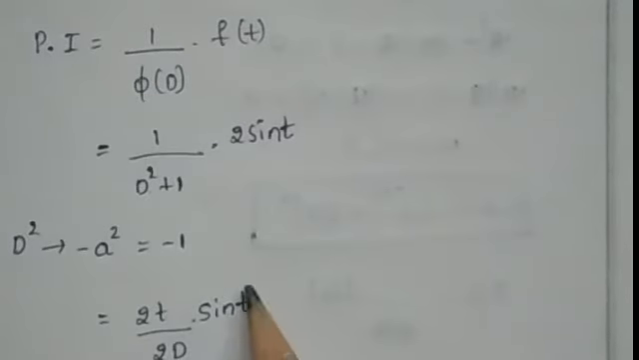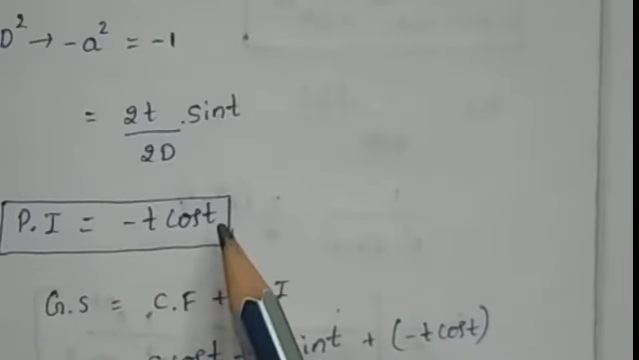Okay, so you get 2t by the differentiation of D square plus 1, which is 2D, into sin t as it is. So 1 by D sin t is nothing but the integration of sin t. The integration of sin t is minus cos t. T is as it is, the 2 gets cancelled. So the particular integral is equal to minus t cos t.